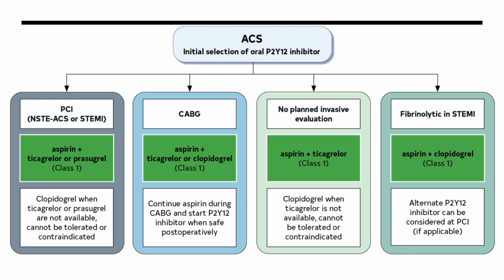Acute coronary syndrome, so initial selection of oral P2Y12 inhibitor. If they're undergoing PCI, aspirin plus ticagrelor or prasugrel. Clopidogrel when ticagrelor or prasugrel are not available. Then if they're going for CABG, aspirin plus ticagrelor or clopidogrel. Then continue aspirin during the CABG and start P2Y12 inhibitor when safe postoperatively. If there is no planned invasive evaluation, aspirin plus ticagrelor can be given. And for fibrinolytic in ST elevation MI, you give aspirin plus clopidogrel.